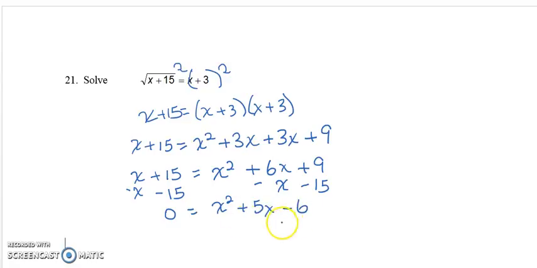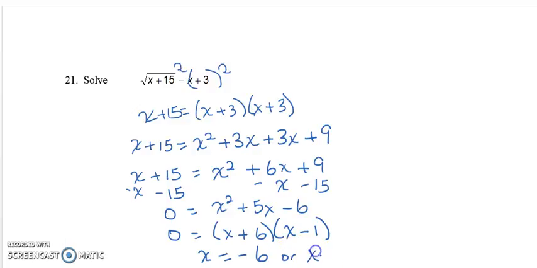And then we can factor this one, because what times what gives us negative 6 and adds to positive 5? That will be x plus 6 and x minus 1. And then solve. Okay, so set each parentheses equal to 0 and solve. So minus 6 on both sides for the first parentheses. So our first solution is negative 6. And then our second solution is positive 1.